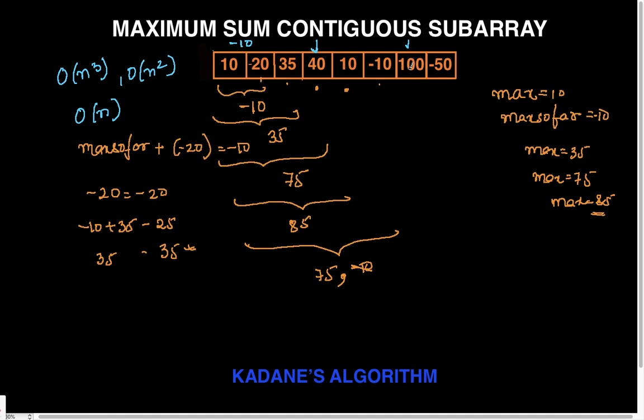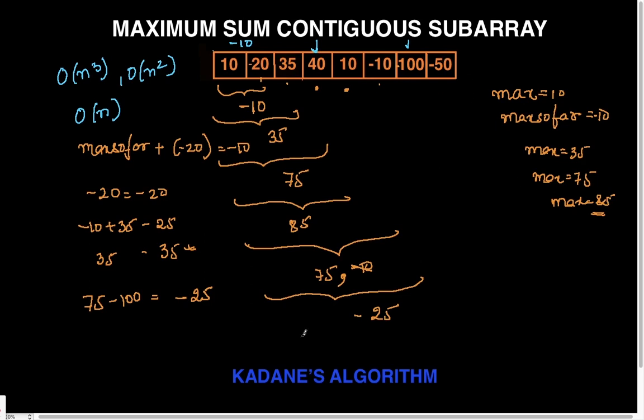Now we come here at 100. So again if we do 75 plus 100, it's going to be greater than 100, right? Now let's do one thing. Let's make this minus 100. Now what happens is that we calculate 75 plus minus 100. That is going to give me minus 25, right? And another option we have is just minus 100. Obviously minus 100 is less than minus 25, so our max till here becomes minus 25, and obviously our max, this one is not updated.